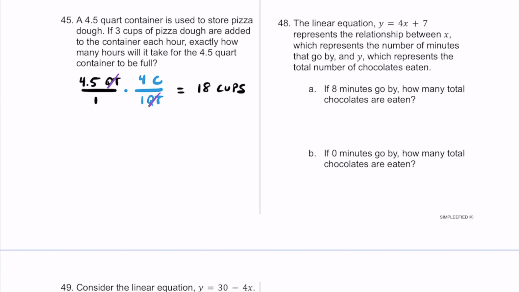Okay. And so we're going to keep putting in 3 cups every hour. 3 cups, 3 cups, 3 cups. We want to see how many times it fits in. So that's going to be 18 divided by that 3. And that's going to be 6. So after 6 hours go by, that 4.5 quart container, which is also known as 18 cups, is going to be completely full, because if we add 3 cups at a time, every hour, it would take 6 of those hours to make that 18 total cups or 4.5 quarts.